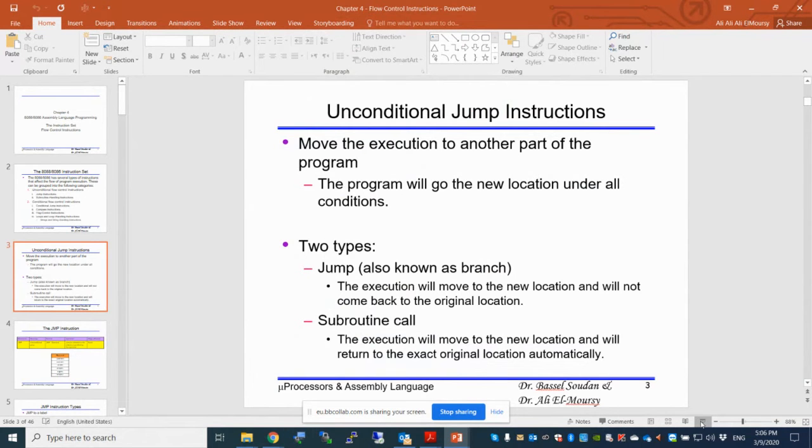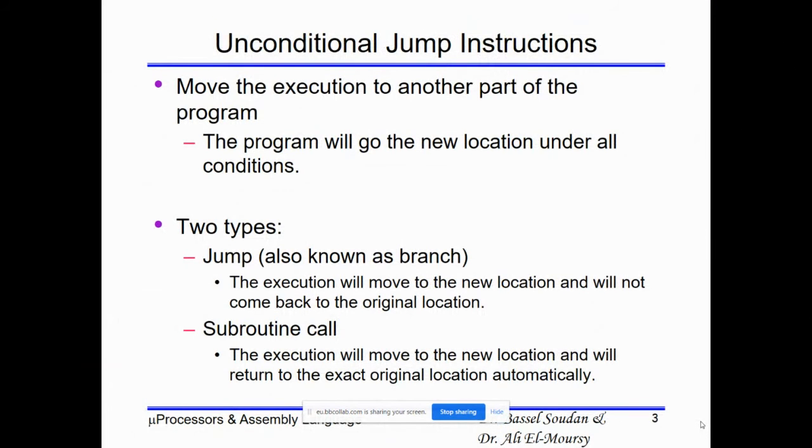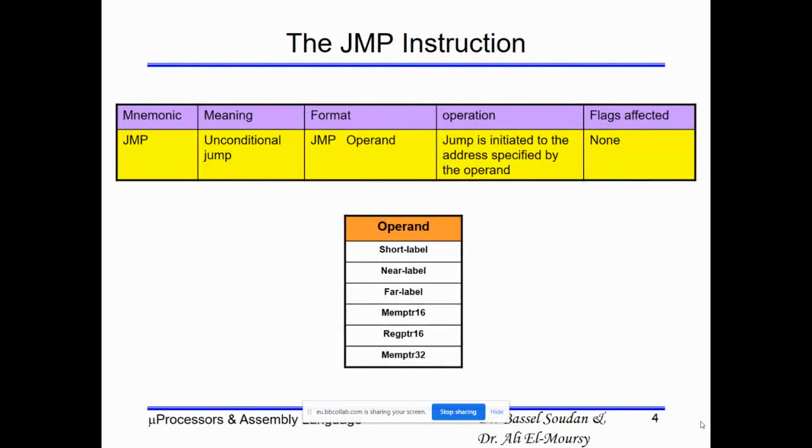So in slide number 3, we can actually see the two categories of what we call the unconditional jump instructions. Okay, the first one is the jump, also known in many other architectures as the branch instruction. The jump instruction definition, as you can see here, is actually using 3 letters, JMP. This is actually the mnemonic of the unconditional jump instruction.